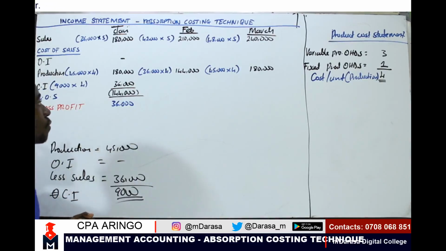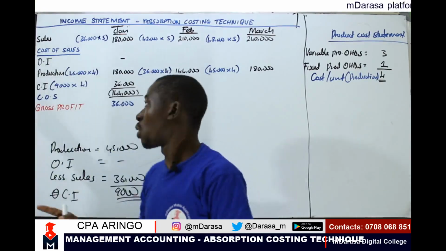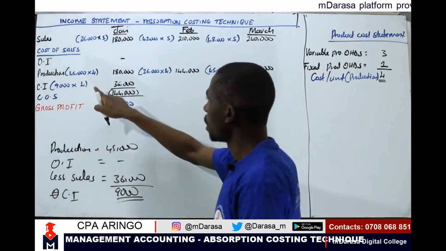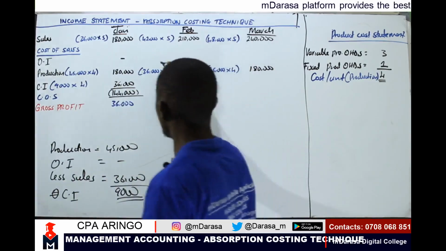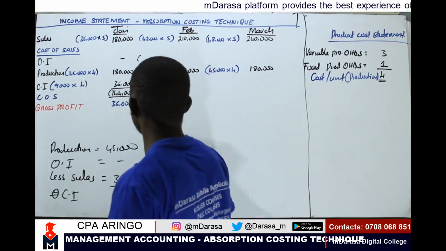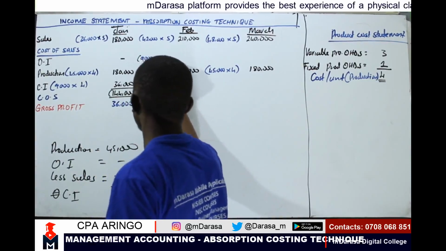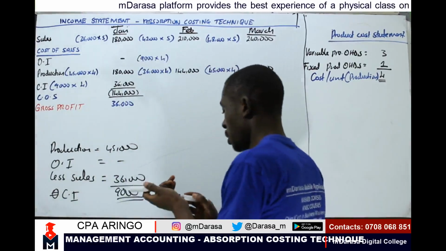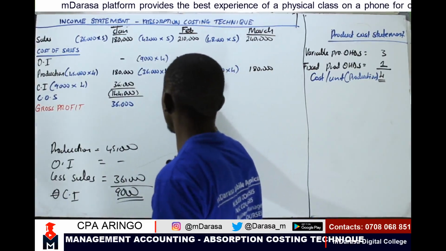What about in the month of Feb? In this case, you should be very careful. Our closing inventory in the month of Jan should be our opening inventory in the month of Feb. So in the month of Feb, my opening inventory will be 9,000. We multiply by production cost per unit, which was 4, to give us the same figure, which is 36,000.